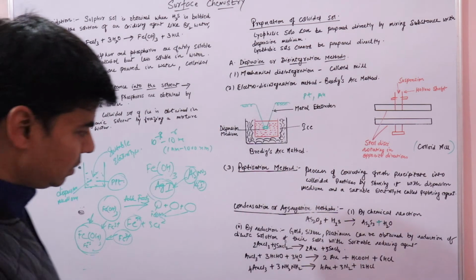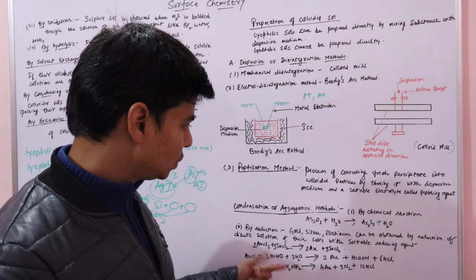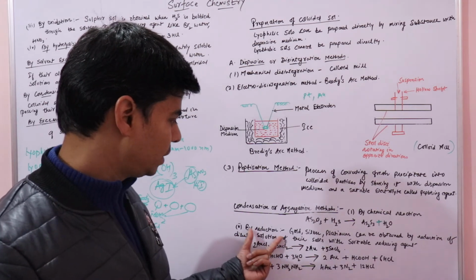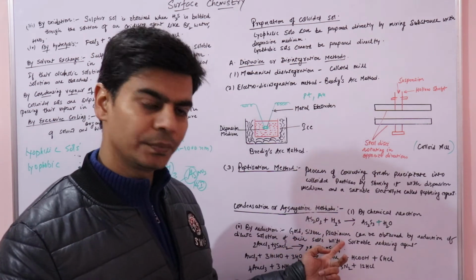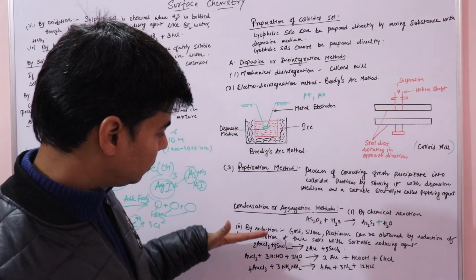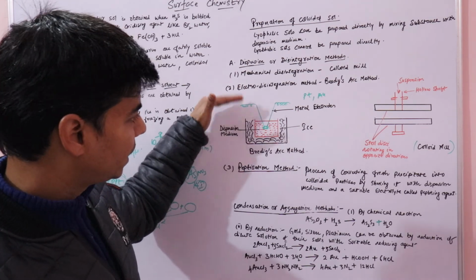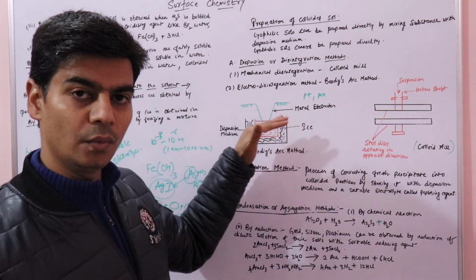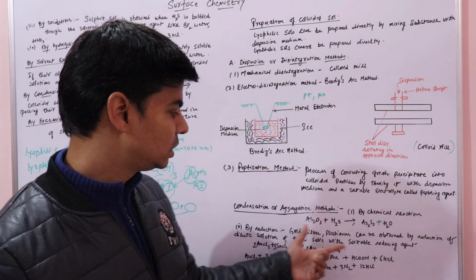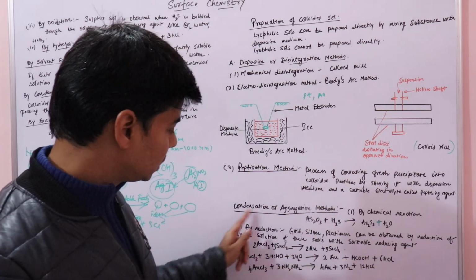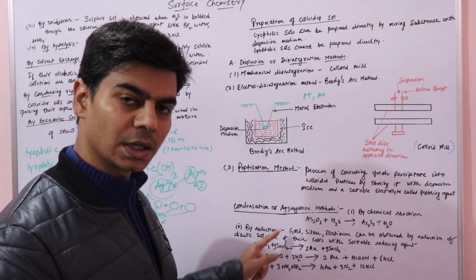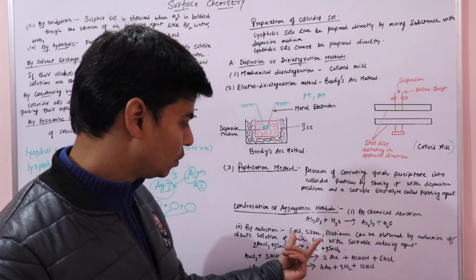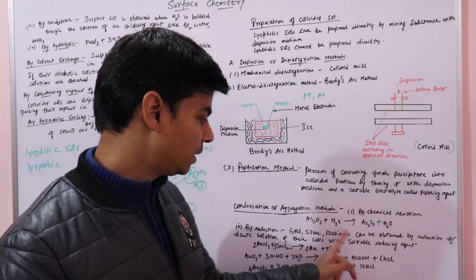Then is your reduction method, right? So using the reduction method, again you can prepare colloidal solutions of gold, silver, platinum, right? Here also we can prepare using a redox reaction. Also we have seen how we can prepare the colloidal solution of gold, silver, platinum. Now using this aggregation method, we need to employ this reduction reaction so as to prepare the colloidal solution of gold, silver and platinum.